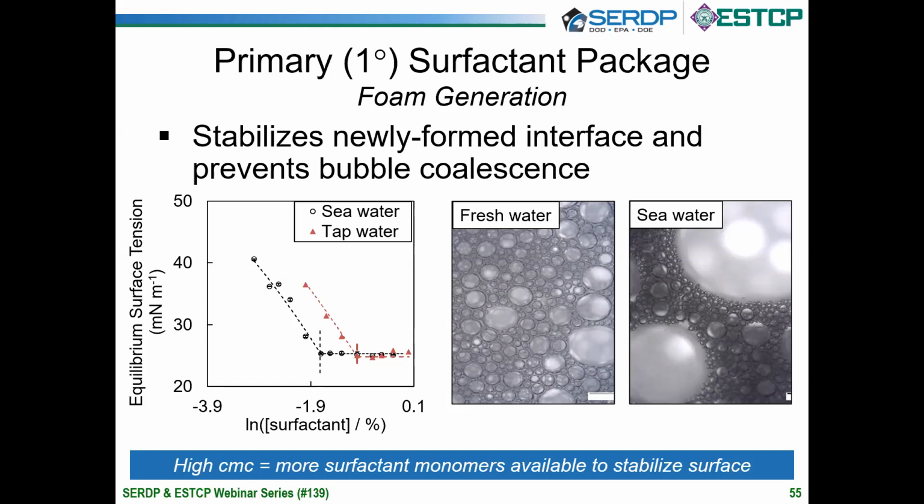And when we make foam using those solutions, you can see on the left-hand side in freshwater, we've got a nice bubble distribution. We've got lots of small bubbles and some medium-sized ones. But when we do that in seawater, we've got very, very large bubbles. And as a general principle, big bubbles are bad and small bubbles are good. So as I said before, the higher CMC means you have more monomers in solution that can get to that surface and adsorb. So instead of those bubbles coalescing to form big bubbles, we can stabilize them and give a small bubble size.